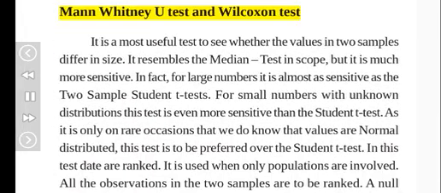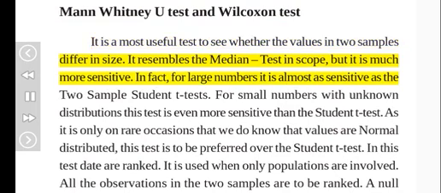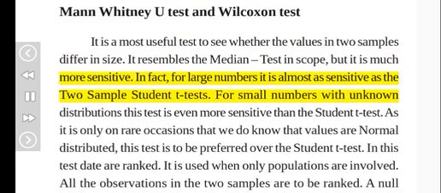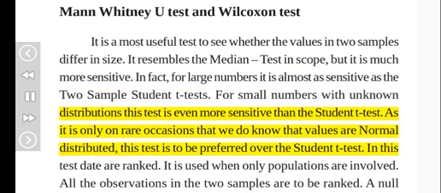Mann-Whitney U-test and Wilcoxon test. It is a most useful test to see whether the values in two samples differ in size. It resembles the median test in scope, but it is much more sensitive. In fact, for large numbers it is almost as sensitive as the two-sample student t-test. For small numbers with unknown distributions this test is even more sensitive than the student t-test. As it is only on rare occasions that we do know that values are normally distributed, this test is to be preferred over the student t-test.